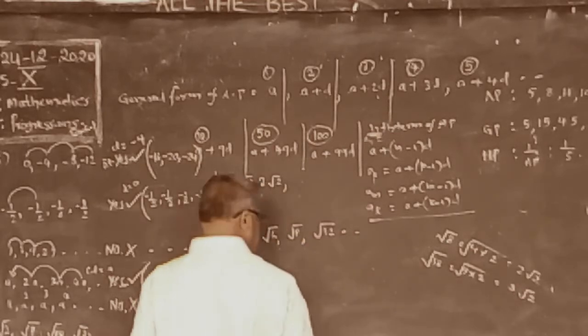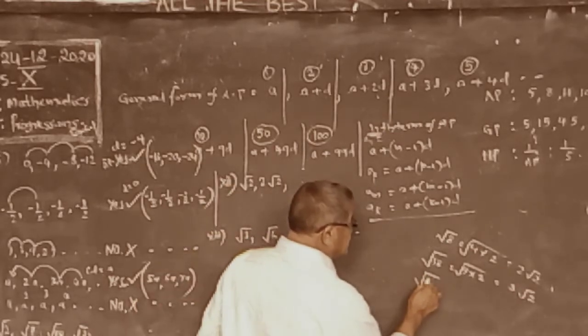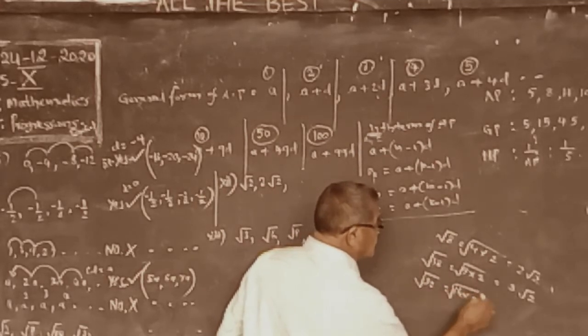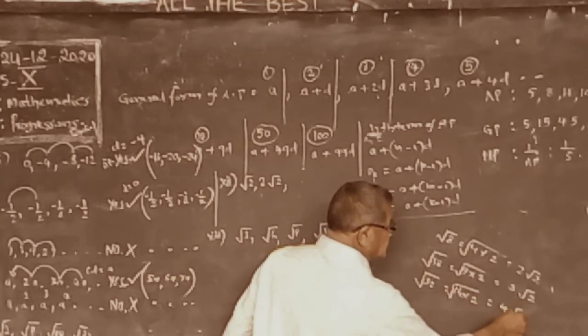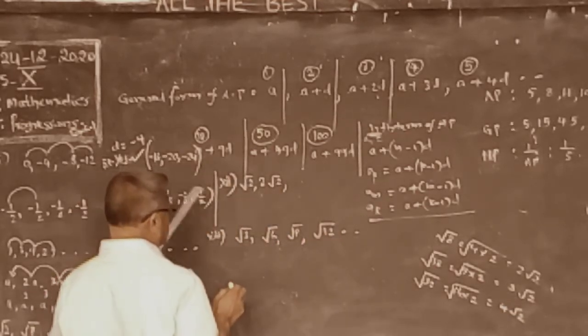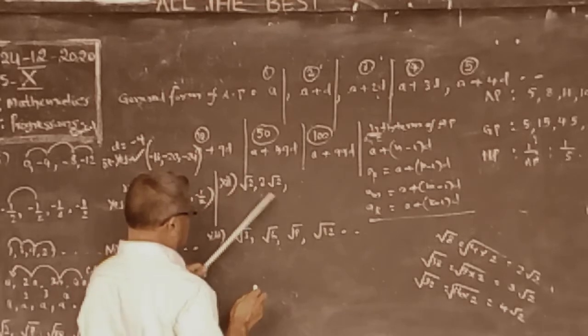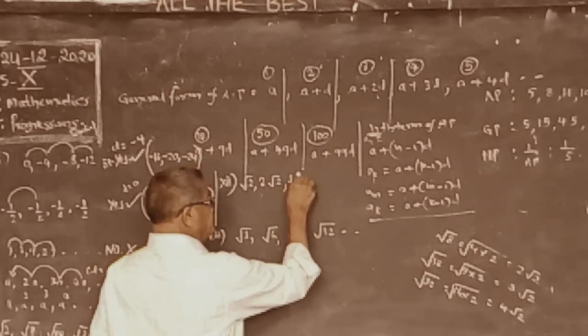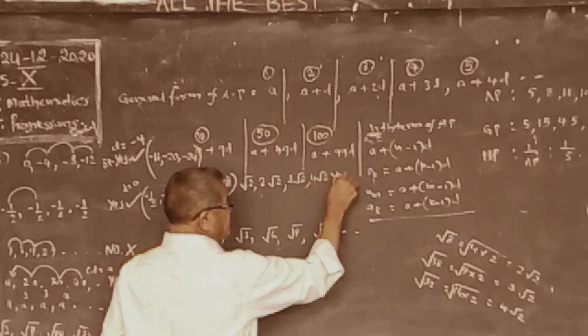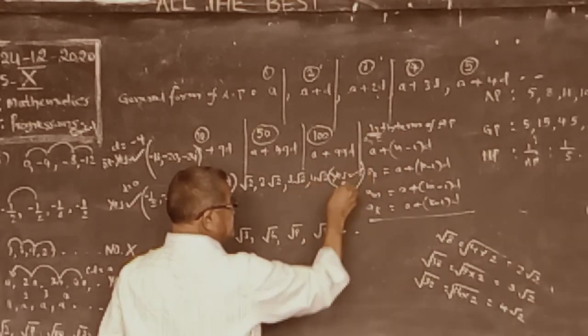Next, 32. 32 can be written as 16 into 2. Square root of 16 is 4. So the series is root 2, 2 root 2, 3 root 2, 4 root 2. Yes, it is an AP.